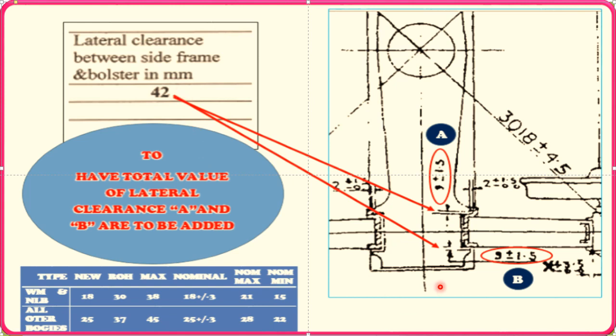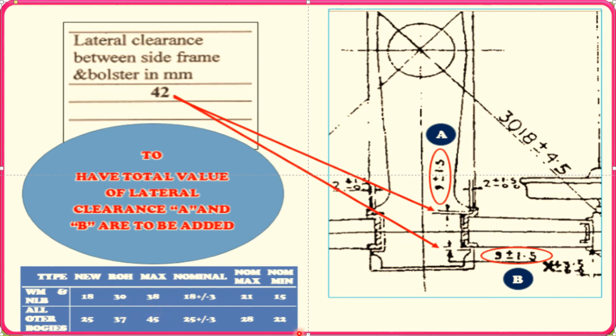Now the lateral clearance is this, a gap between side frame and bolster, and here side frame and bolster. So the nominal is 18 mm plus minus 3. So here we have 9 plus minus 1.5, and here also we have 9 plus minus 1.5, totaling 18 plus minus 3. This is the nominal value. Now for ROH it is 30 and the maximum is 38.